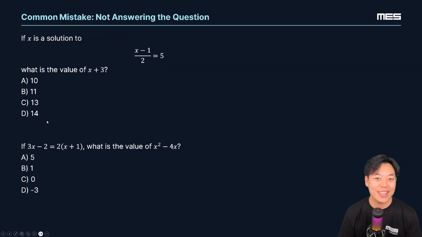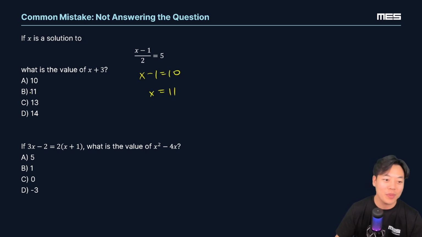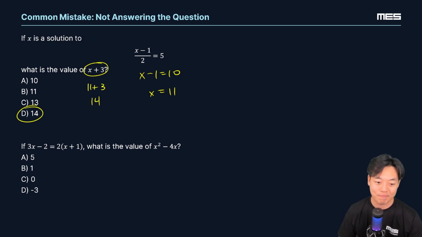The third mistake that I see students making is not answering the question that's being asked. They'll be rushing and they'll go, oh, this is easy. We multiply both sides by 2. We get 10, x is equal to 11. Boom, there's 11. I'm going to answer that. But don't forget, this question is asking for x plus 3. So 11 plus 3 is 14, answer choice D.